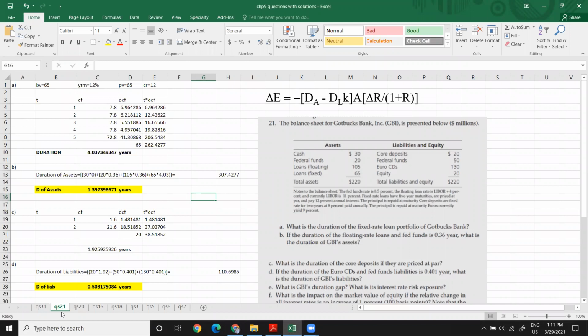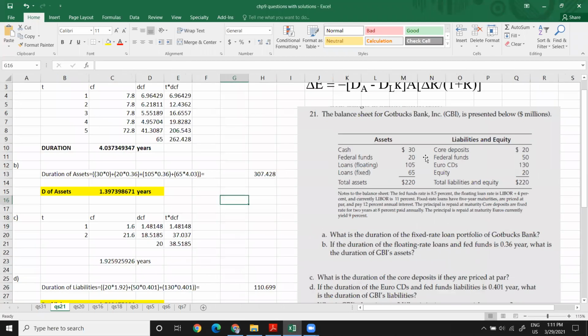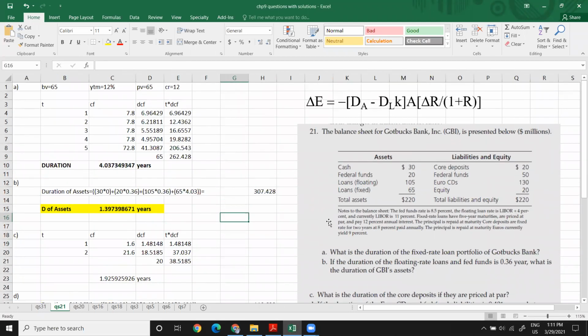Okay, coming to question 21 at the end of the chapter. Can everyone see the Excel file? Yes. Okay. So the balance sheet for GBI is presented below in millions: the cash, Fed funds, and loans, and the loan fixed with the floating, and total assets. As you can see, the balance sheet is given here, and some notations are given concerning the assets and the liabilities, okay? So we have to use this information as well.